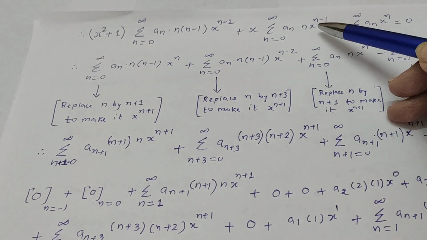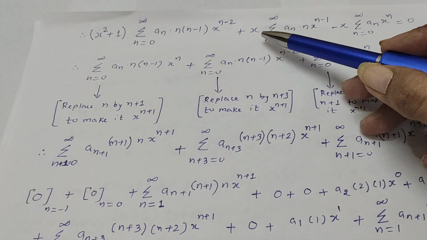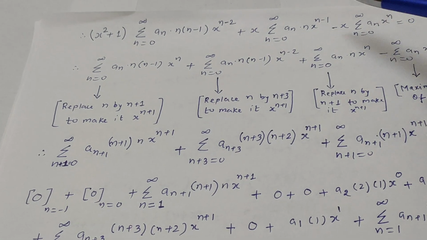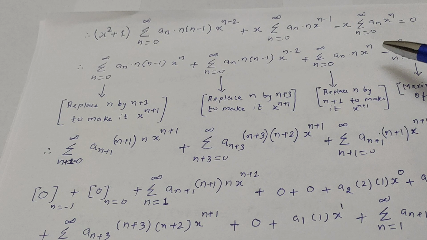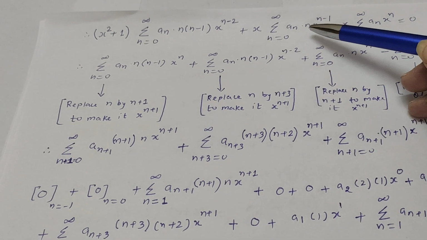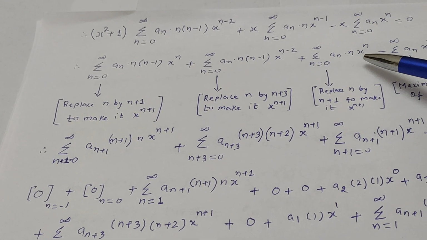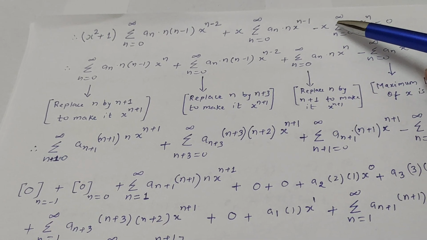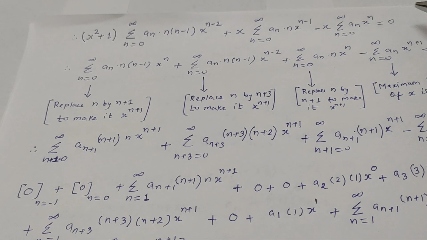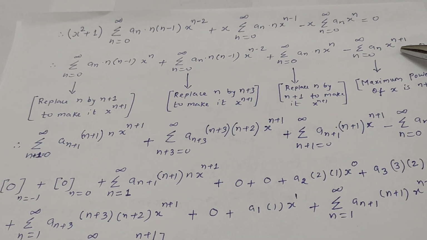If you multiply x raised to n minus 1 by x raised to 1, the result is x raised to n minus 1 plus 1. So it will become x raised to n, and a_n into n, that will be as it is. Now we have to multiply x raised to 1 by x raised to n, so it will become x raised to n plus 1.